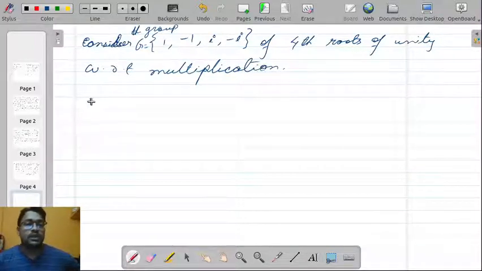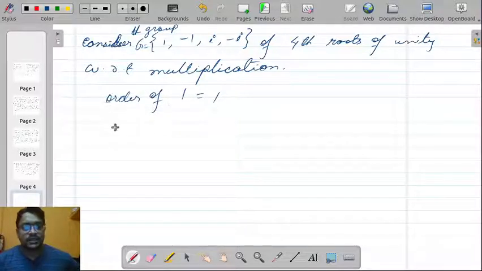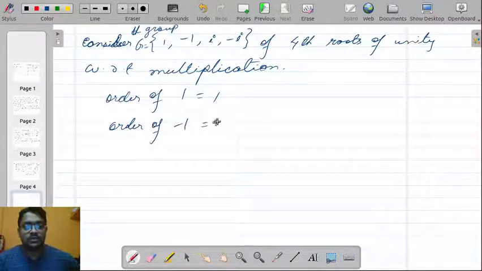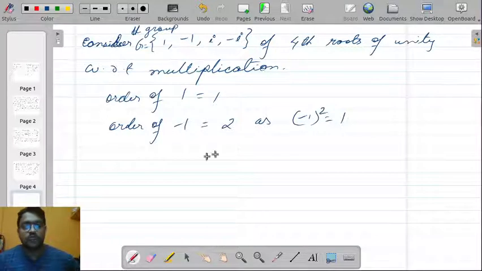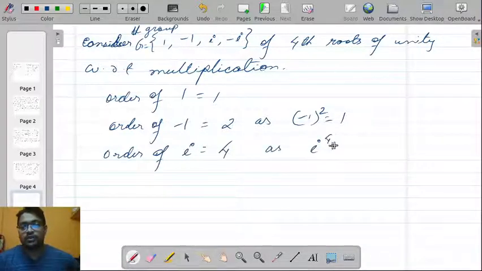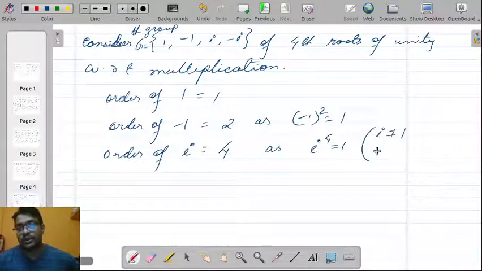Then we have the order of 1 is equal to 1 only, as 1 is the identity element. The order of minus 1 is actually equal to 2, as minus 1 whole square is equal to 1. Then the order of i is what? The order of i is actually 4, as i to the power 4 equals 1. Anything with lesser power is not equal to 1. i is not equal to 1.